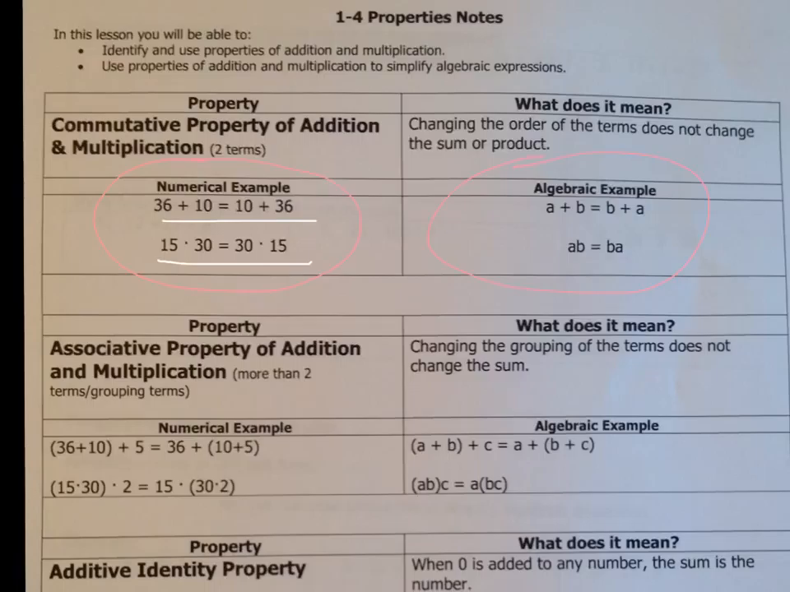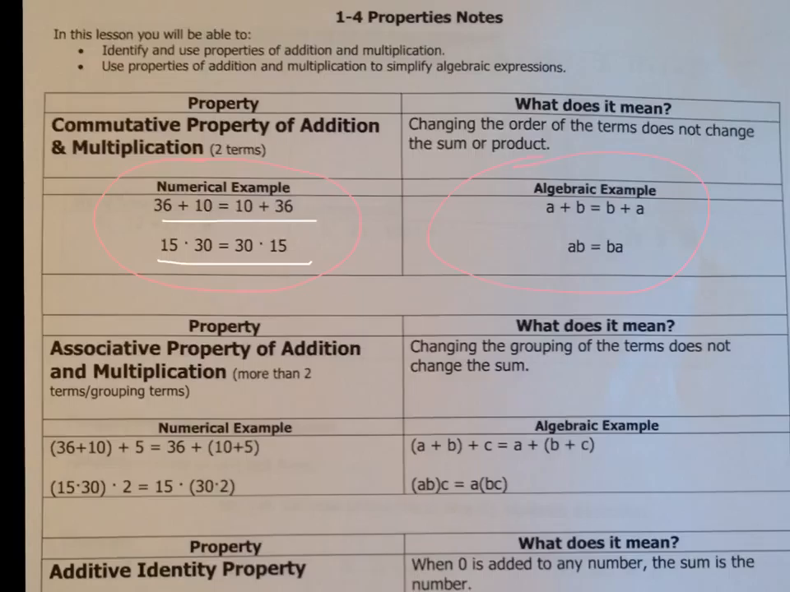Okay, then you have the associative property of addition and multiplication. Again, it applies to both addition and multiplication. This is very similar to the commutative property, but when you're talking about the associative property, we have grouping. You have more than two terms and you are grouping terms. Changing the grouping of the terms does not change the sum or the product.